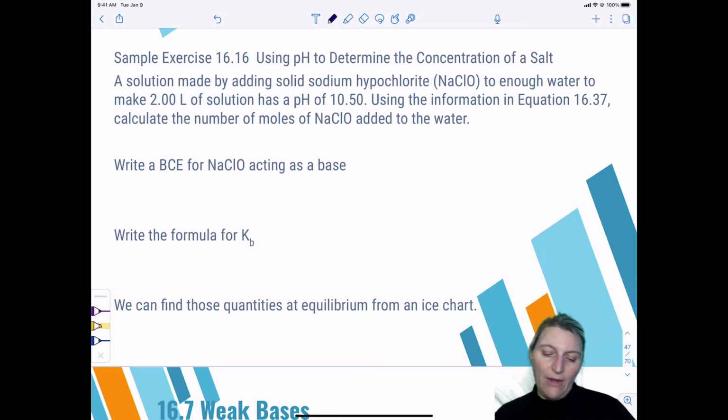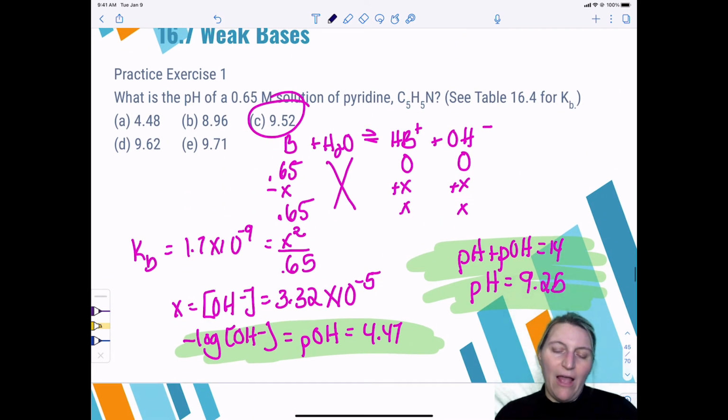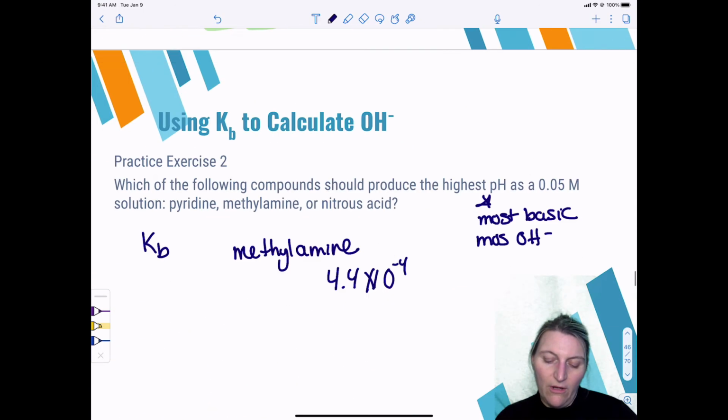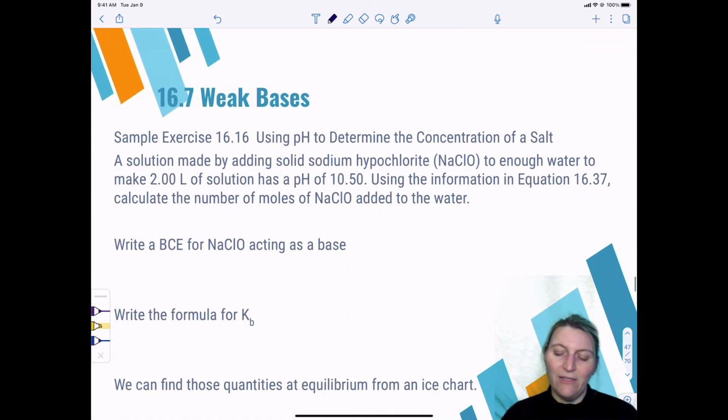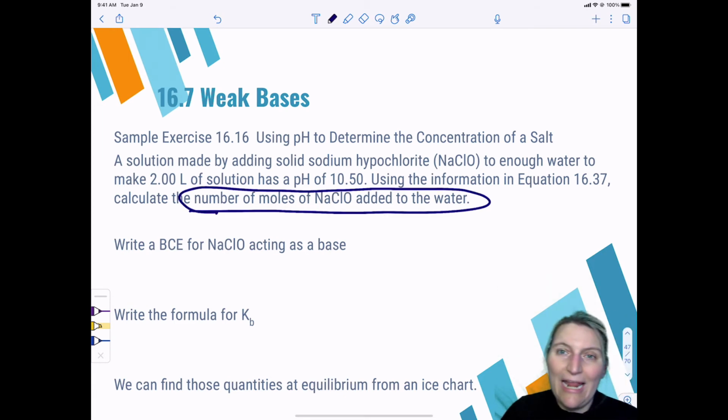And this is sort of working backwards. What this is instead of, let me go back to like this question, I gave you the concentration and the KB, find the pH. This is going backwards. This is, here's the pH. You can look up the KB. I want to know the initial concentration. In fact, it actually says the number of moles of the salt, NaClO, that must be added to the 2 liters of water in order to get a solution with a pH of 10.5.